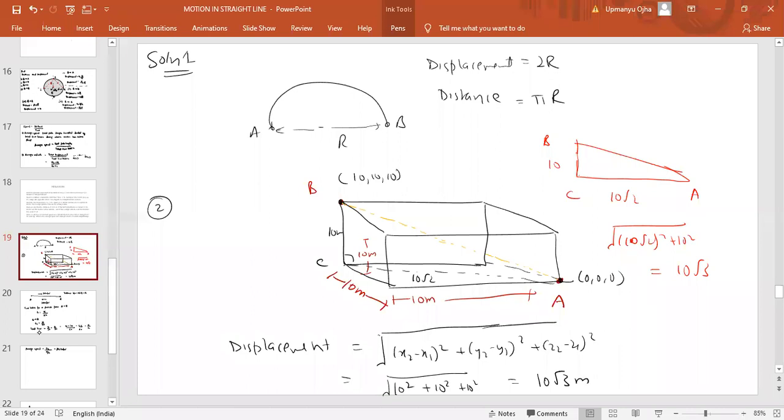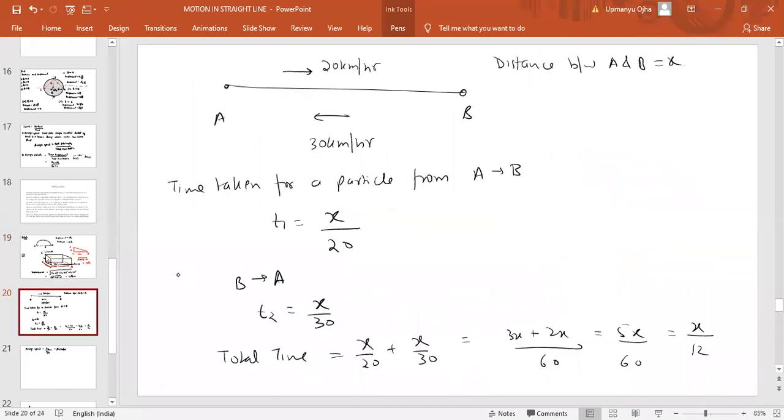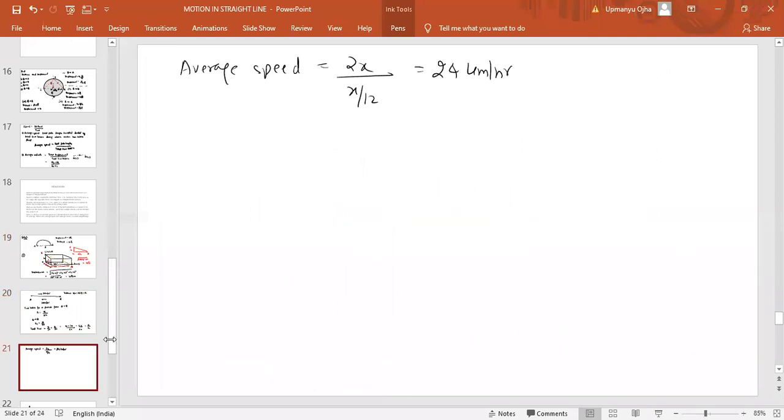How 2x came? See, the total distance traveled from A to B is x, and from B to A is x, which means the distance traveled is 2x. Okay. In the same problem, if I had asked you what the average velocity is, what will the average velocity be in this case? Average velocity would be 0 in this case.